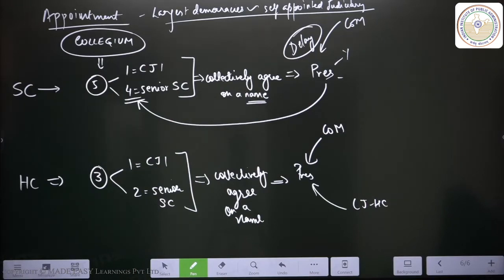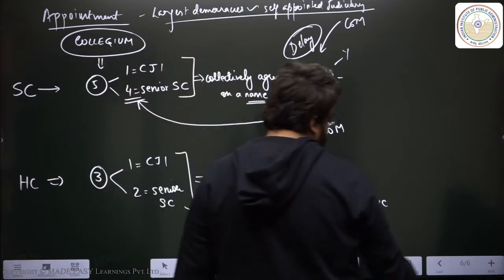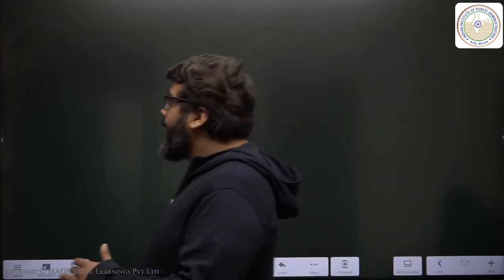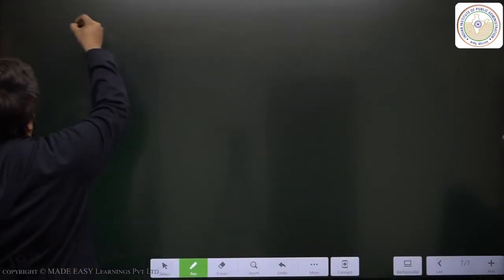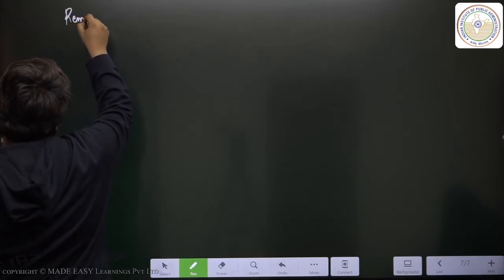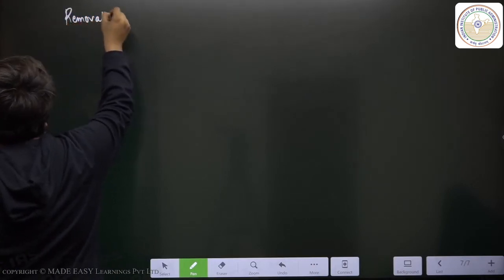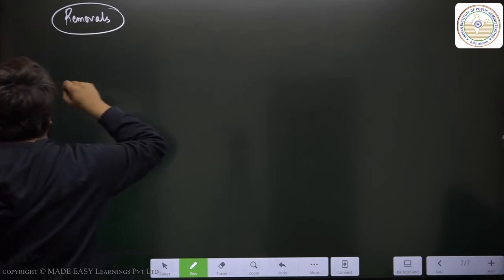All right. Now once we are understanding this, we now move to removals. It is a little technical, but for prelims it is very simple, for mains it is complicated. As far as removals is concerned, let's understand this.